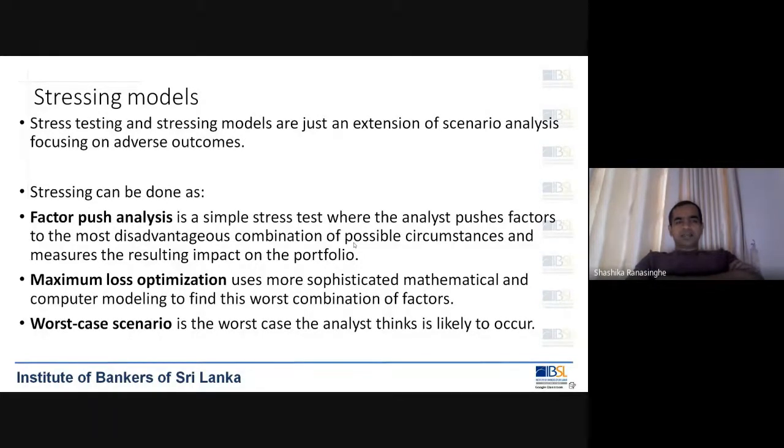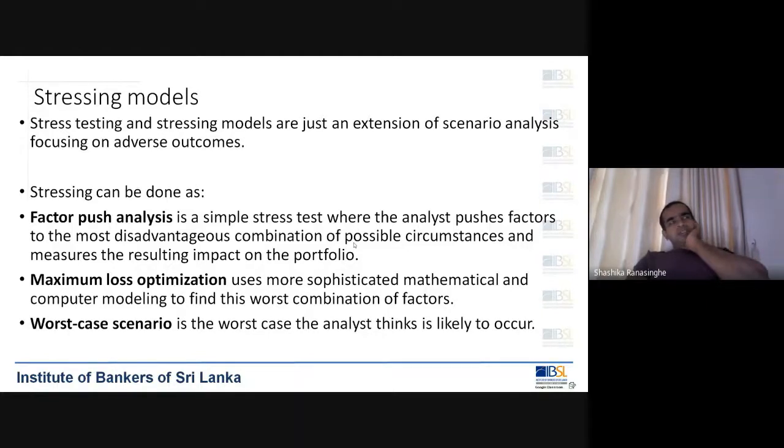Stressing can be done as factor push analysis, which is a simple stress test where the analyst pushes factors to the most disadvantageous combination of possible circumstances and measures the resulting impact on the portfolio. That's called factor push analysis. You stress certain factors, like maybe an interest rate, to the most disadvantageous combination, right? Maybe a 10% overnight interest rate hike, something like that.